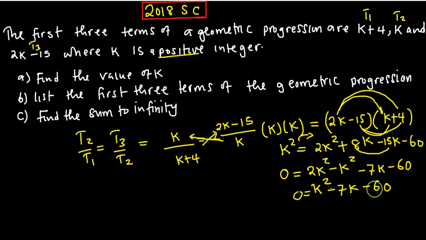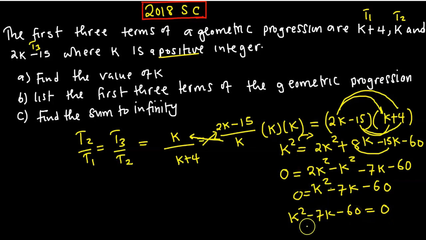So this is a quadratic equation. I can write it like this: K square minus 7K minus 60 equal to 0. Now we can solve this one. You know that the value for K that we are looking for is a positive one. It's a quadratic, so two values of K we are going to find, one positive, one negative. At the end, we need the positive one.